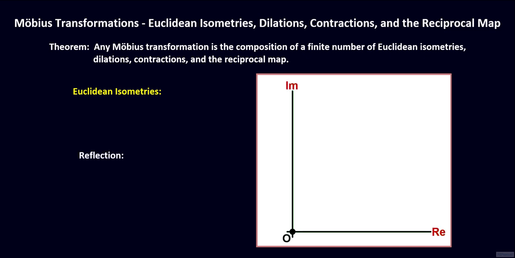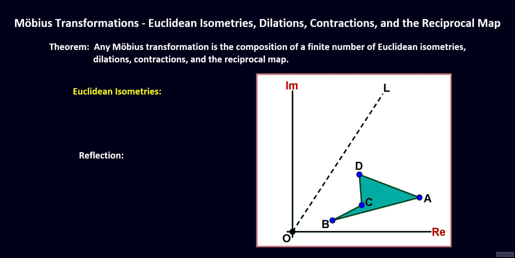Each reflection on the complex plane is associated with a fixed line of reflection. We call this line of reflection L. The reflection of A across line L is the point A prime, such that the segment connecting A and A prime is bisected by line L, and not only that, L is also a perpendicular bisector of the segment. The same is true for the segment connecting B and its reflection B prime, the segment connecting C and its reflection C prime, and the segment connecting D and its reflection D prime.